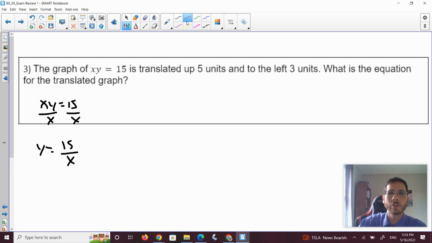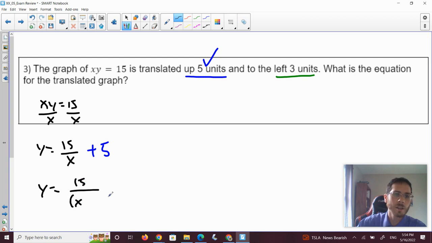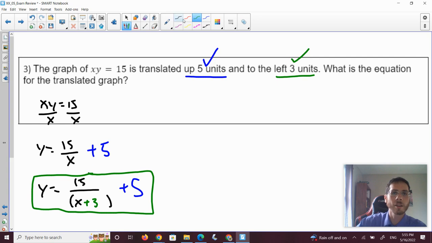And now I can apply my transforms. So the first one I've got is up 5. So we know that I just need to add 5 to the end. Okay, that seems easy. Then I also need to do left 3. So that means I need to be in here with the x. So y equals 15 over x plus 5 is still fine at the end. But if I want to go to the left 3, that means I need to add 3. And then that's in, and I don't really have anything else. So that's it. That's my final equation.